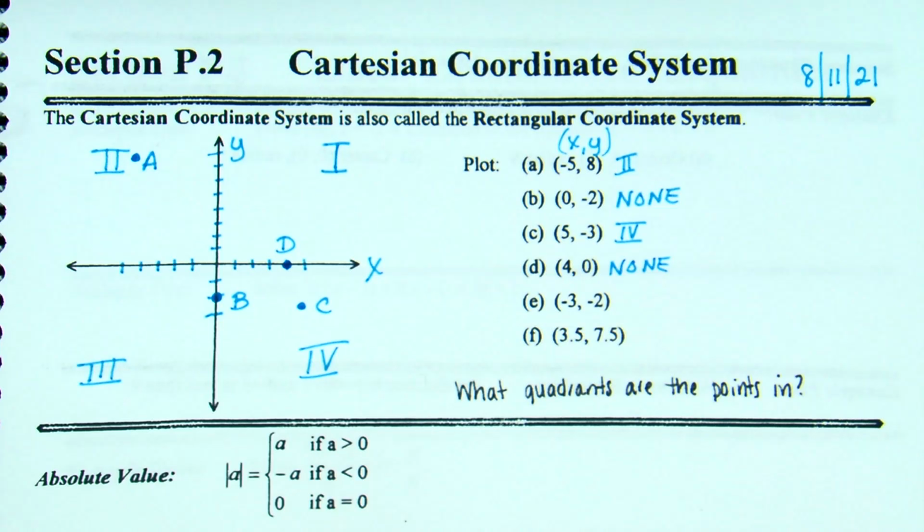-3, -2. Where are you going? -3 says left. -2 says down. Both numbers negative, you go left and down. This is in quadrant 3.